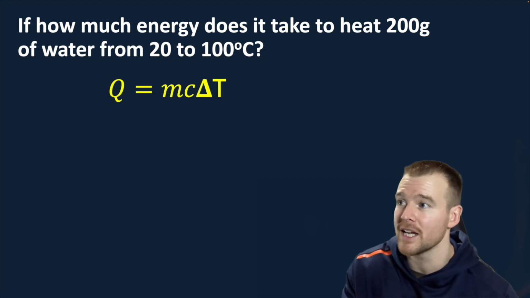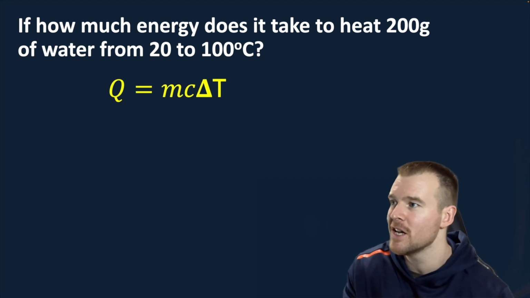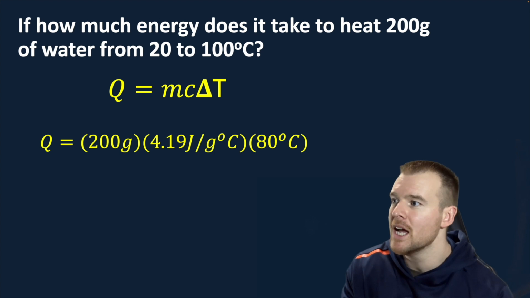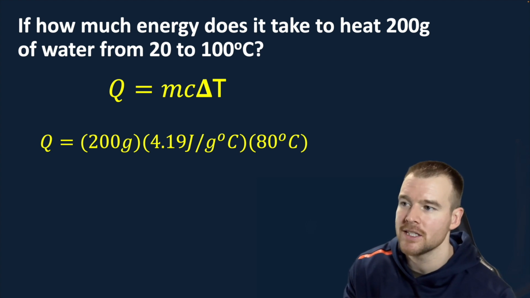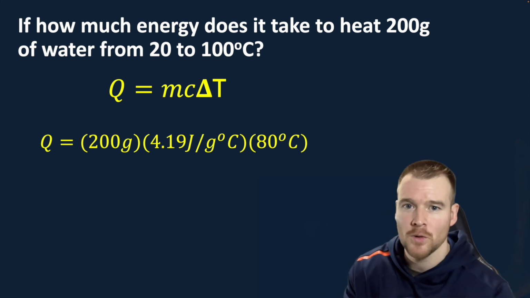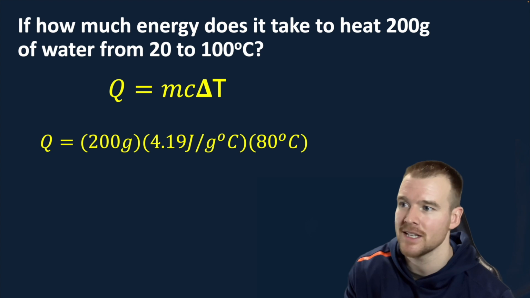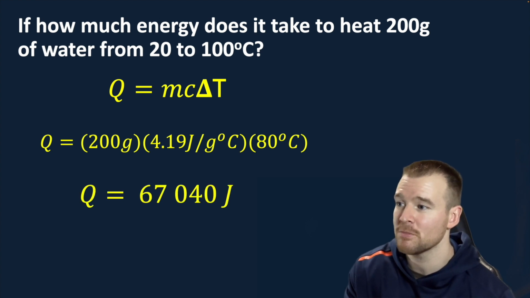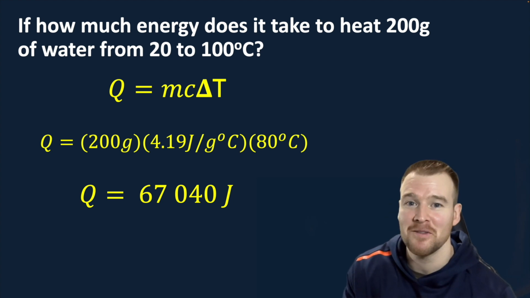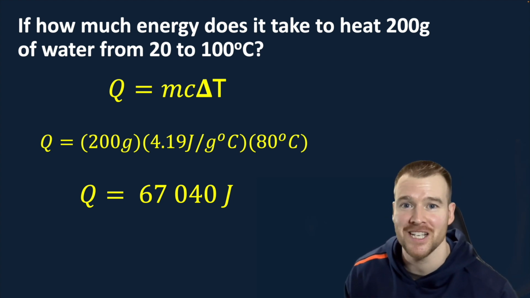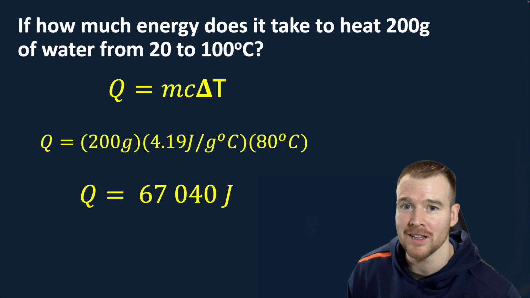So this one we're just going to plug in. We're asking for how much energy, so we're going to solve for Q. I'm going to plug in 200 grams, 4.19 for the C, and this is where a common mistake is: students will put in 100 for the change in temperature, but we're looking at just the change. So from 20 to 100, the change is 80 degrees Celsius. Multiply all that in and look at this huge number. We get 67,040 joules, lots of energy to heat this water up to boiling.